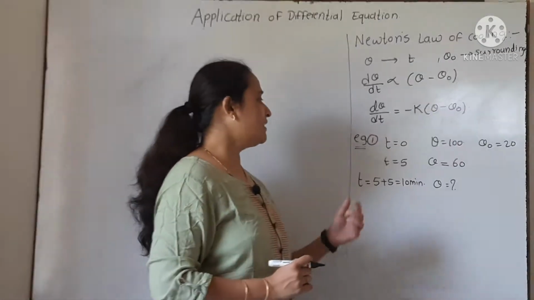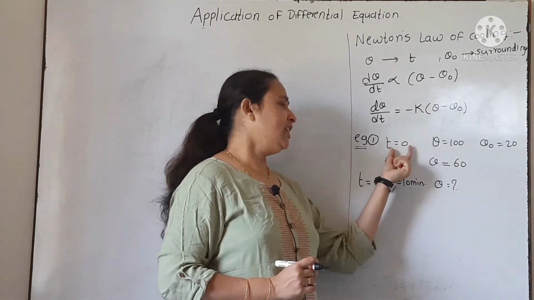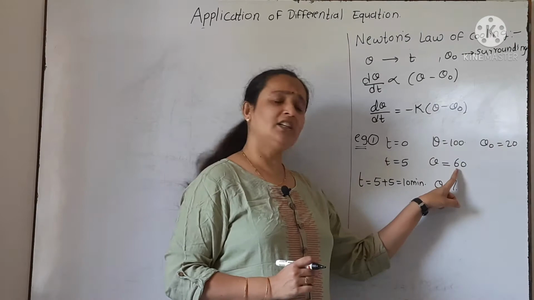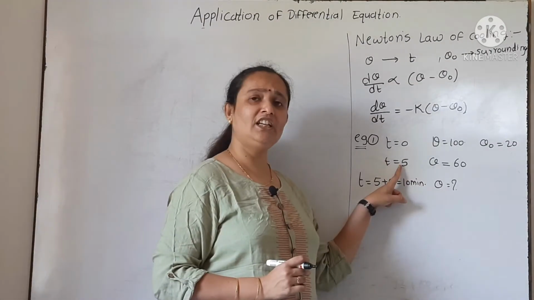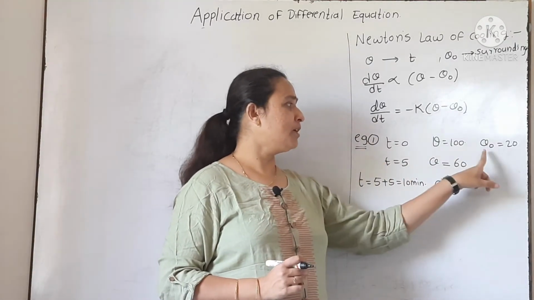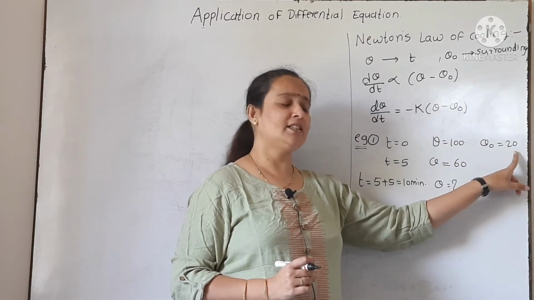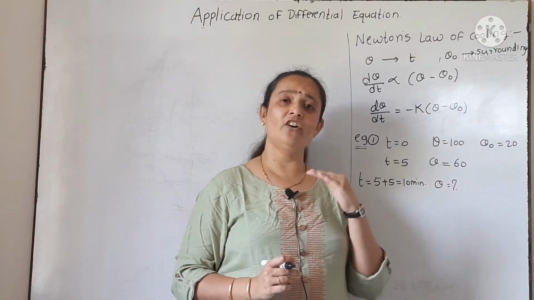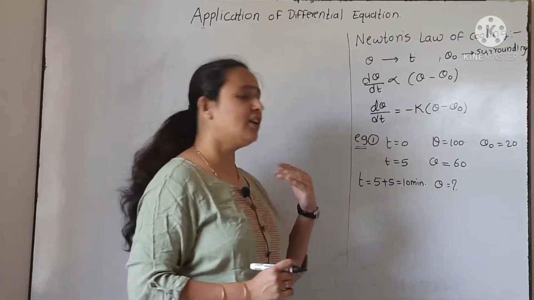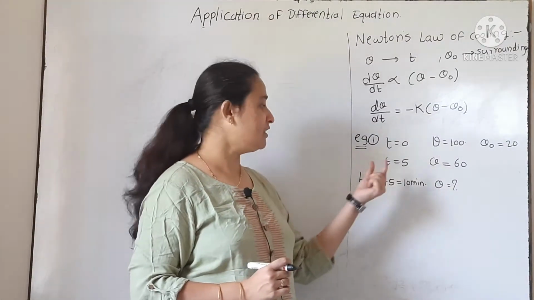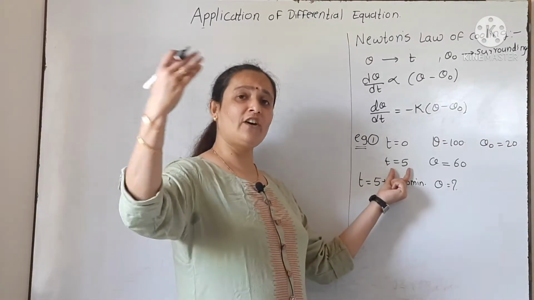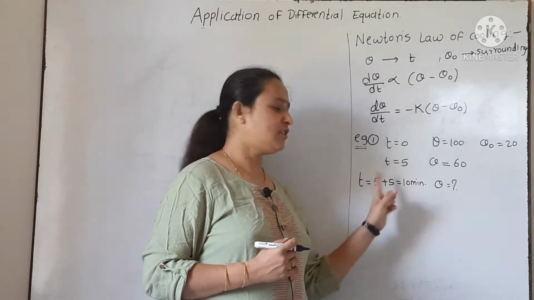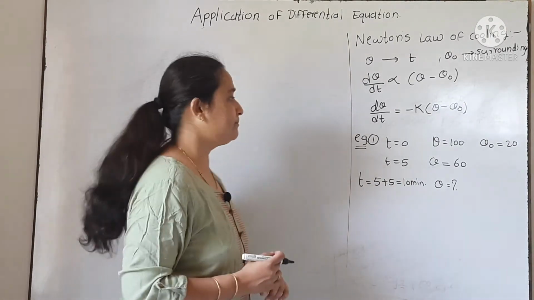Now let us consider an example. Initially the temperature of the body is 100 degrees Celsius, it drops to 60 degrees Celsius in 5 minutes, where the temperature of the surroundings is 20 degrees Celsius. We want to find the temperature of the body after a further interval of 5 minutes, that means 5 minutes are over plus 5 minutes. So we want the temperature of the body after 10 minutes, 5 plus 5, that is 10 minutes.